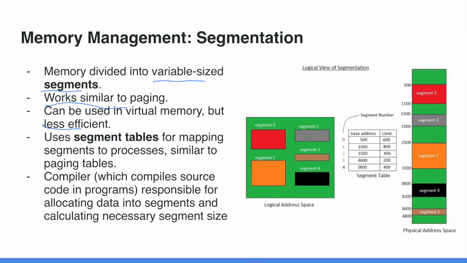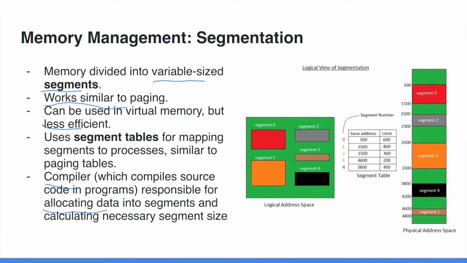And one other difference between paging and segmentation is that while the operating system was responsible for paging, with segmentation, the compiler that's responsible for compiling the code that makes up a program is responsible for allocating data into segments and determining what size they are. So let's say you've written a C++ program, and this is going to be compiled, right? C++ is a language whose code needs to be compiled in order to be used.